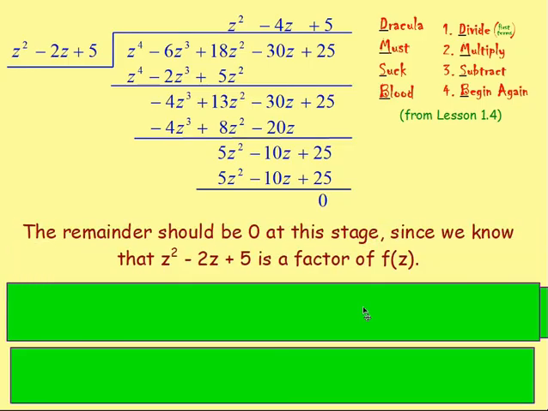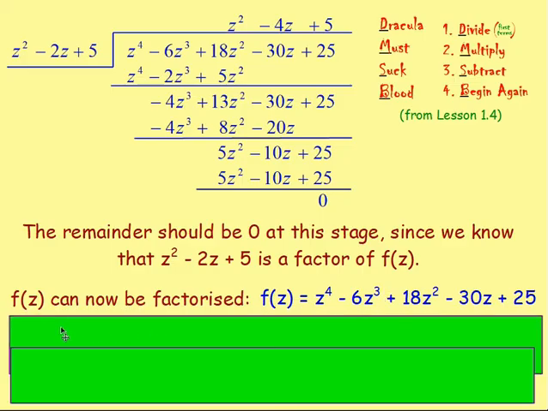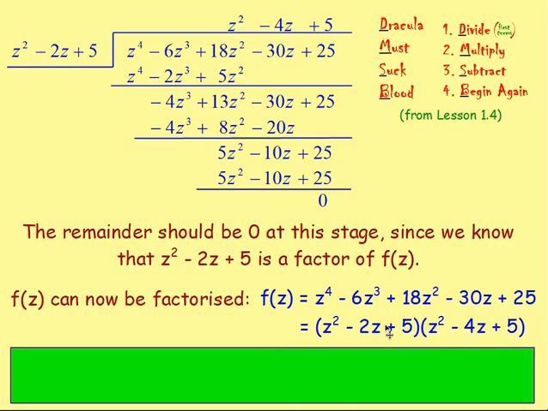But that's no surprise. We should be getting 0 at this stage because we know that the z squared take away 2z plus 5 is a factor of all of this. When it's a factor, we should be getting a remainder of 0. So we know then that our f of z, we can factorise all of this. We can factorise the z to the power of 4 take 6z cubed, and so on. The first factor was the z squared take 2z add 5, and the other factor that we get is just our answer that's at the top. That is the z squared take away 4z plus 5. So factorising it, that's what we have.